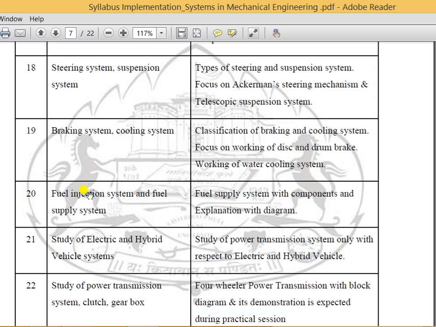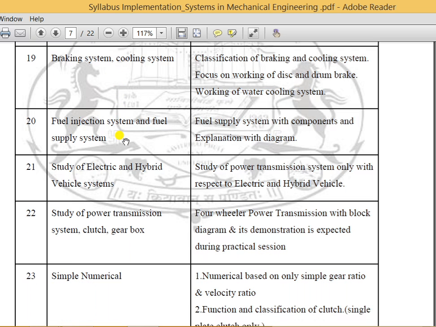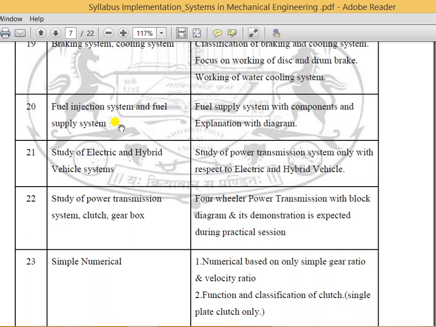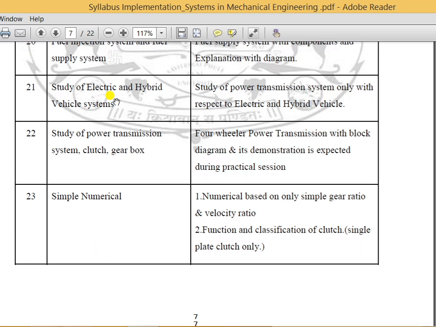In the steering system, the Ackermann steering gear mechanism is important. In the suspension system, the telescopic shock absorber is important. In the braking system, disc and drum brakes are important. In the cooling system, the thermosiphon cooling system is important. Fuel injection system and fuel supply system for petrol as well as diesel engines. Try to remember that. Study of electric and hybrid vehicles, whatever we have studied in unit number 3, is an extension of that only.